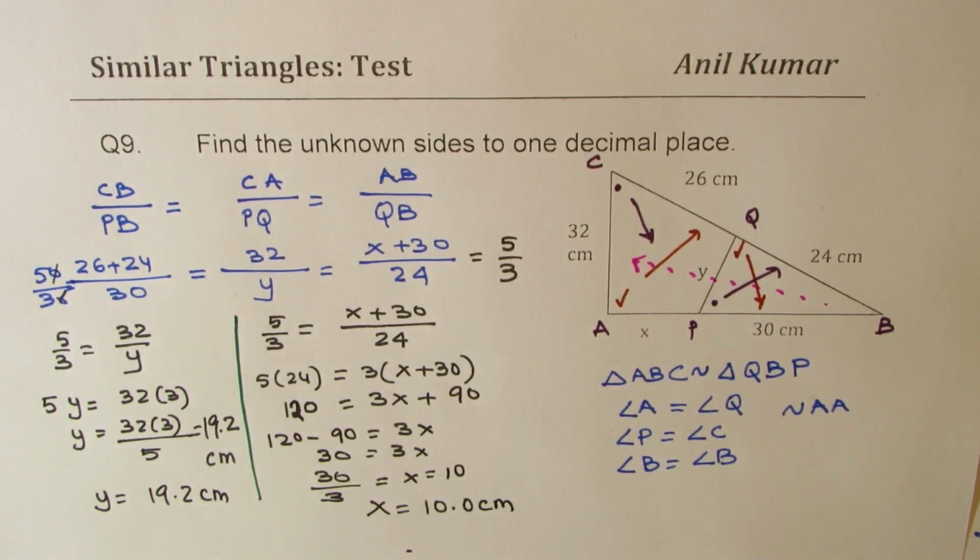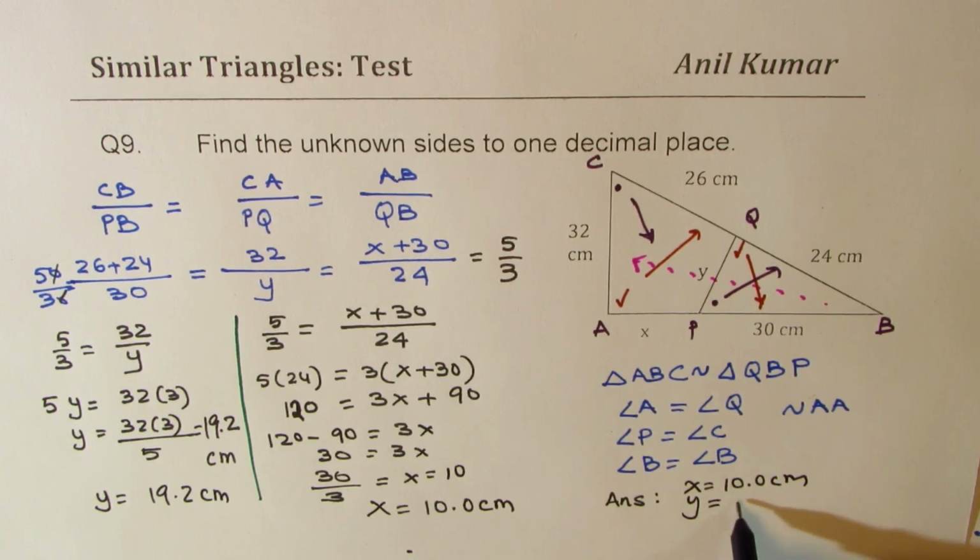Is that correct? So that is how you can find the unknown sides. I'd like you to go through these steps once again. It's kind of critical to match the corresponding sides and then write down the ratios as we did, right? So our answer here is x equals 10.0 centimeters and y equals 19.2 centimeters. Now let's move on and take the last question.